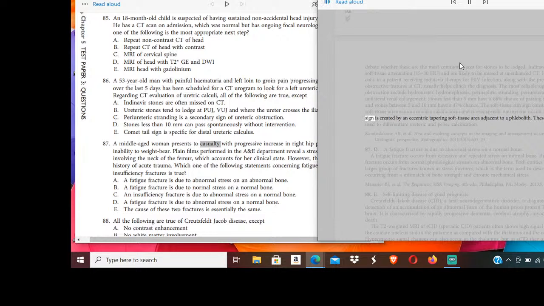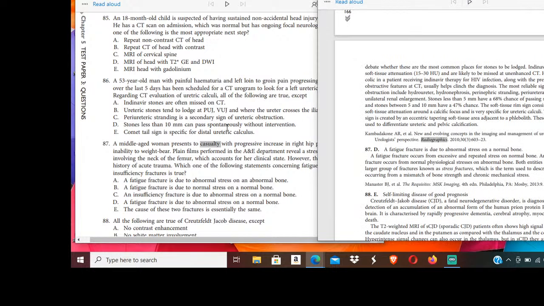The comet tail sign is created by an eccentric tapering soft tissue area adjacent to a phlebolith. These two signs are used to differentiate ureteric and pelvic calcification. Cambaticone AR, et al. New and evolving concepts in the imaging and management of urolithiasis: urologist's perspective. Radiographics.